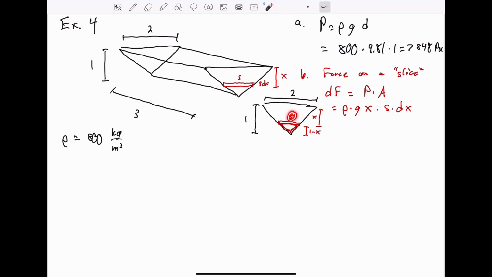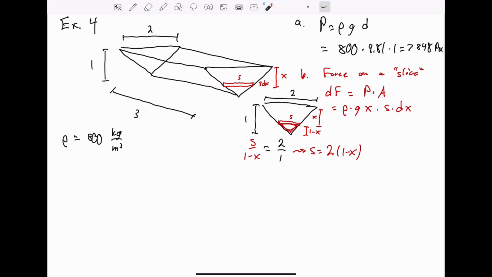Now we have the width of the small triangle divided by its height. That equals the width of the whole thing divided by the height. So we can write s in terms of x. So we have s divided by 1 minus x. That equals the corresponding length 2 divided by the corresponding height 1. So this tells us that s equals 2 times 1 minus x. Now we have an expression for s, all in terms of the variable x.